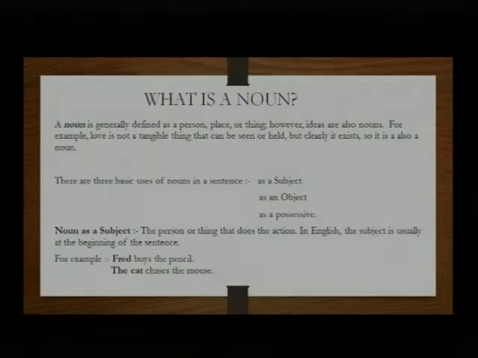And now, noun as a subject, what is it? The person or thing that does the action. How does a noun appear as a subject? The person or thing that does the action. In English, the subject is usually at the beginning of the sentence.